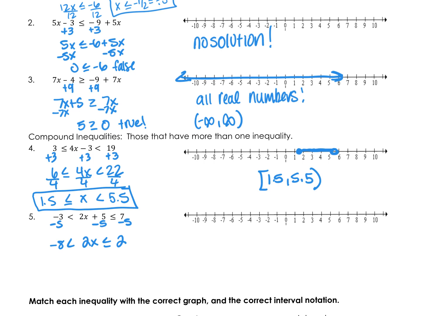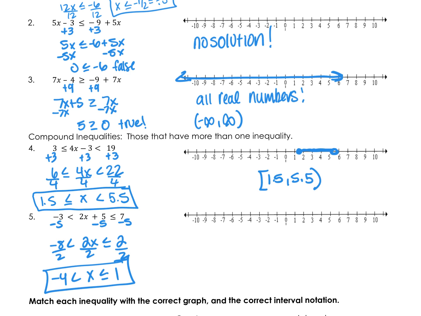All right, so for number 5, you should have subtracted 5 from all 3 parts first to get rid of the 5. Then divide by 2. You're still solving for x, right? The x is just in the middle now. So you'll have -4 is less than x is less than or equal to 1. So this is your solution, but you also need to graph it, okay?